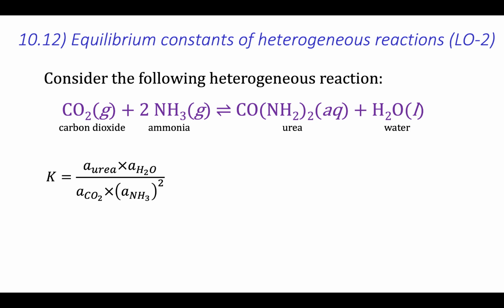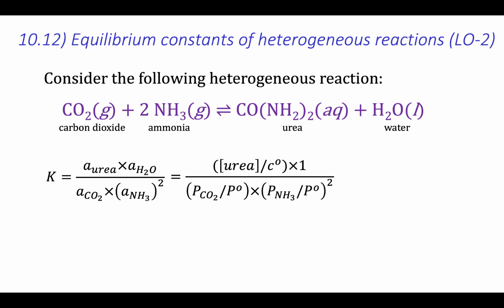According to the law of mass action, the equilibrium constant for this reaction is the activity of urea times the activity of water divided by the activity of carbon dioxide times the activity of ammonia squared. Using the rules for activity, we can expand this expression as shown here. Since urea is a solute, we replace the activity of urea with the concentration of urea divided by the reference concentration. Since water is a liquid, we replace the activity of water with 1. And since carbon dioxide and ammonia are both gases, we replace their activities with their partial pressures divided by the reference partial pressure.